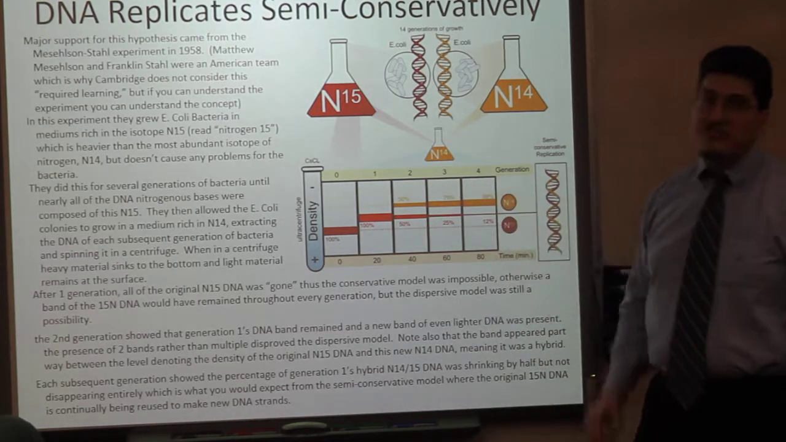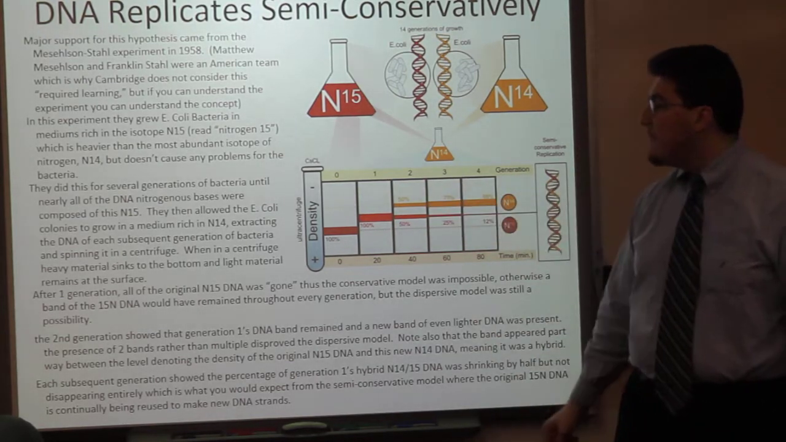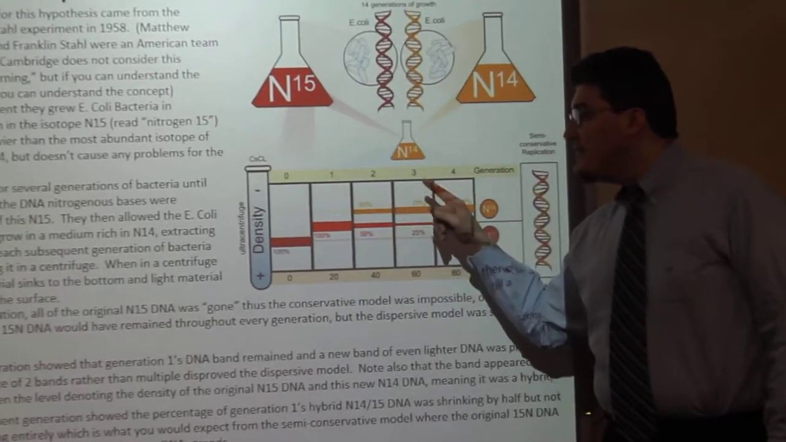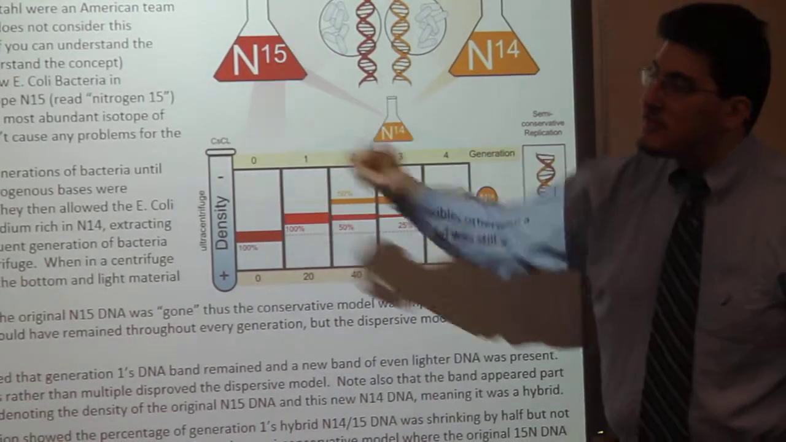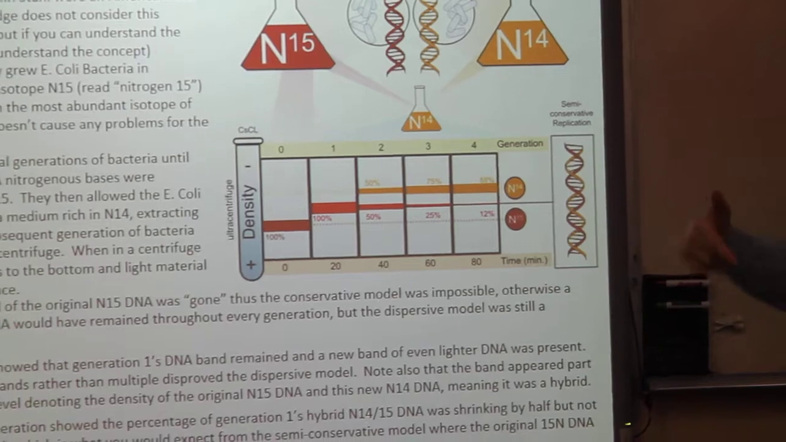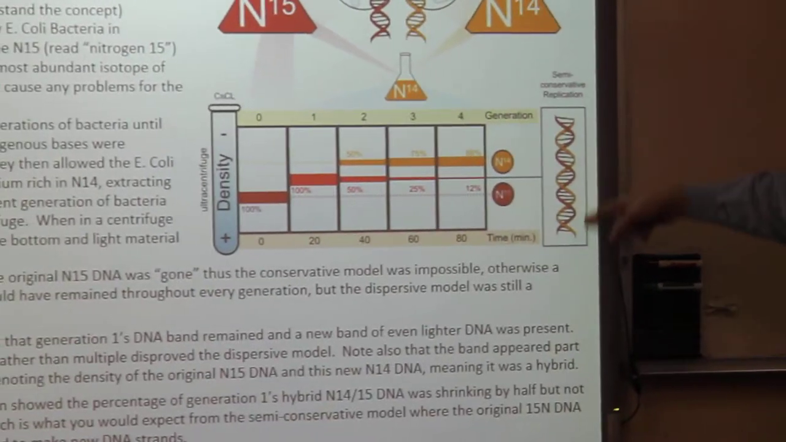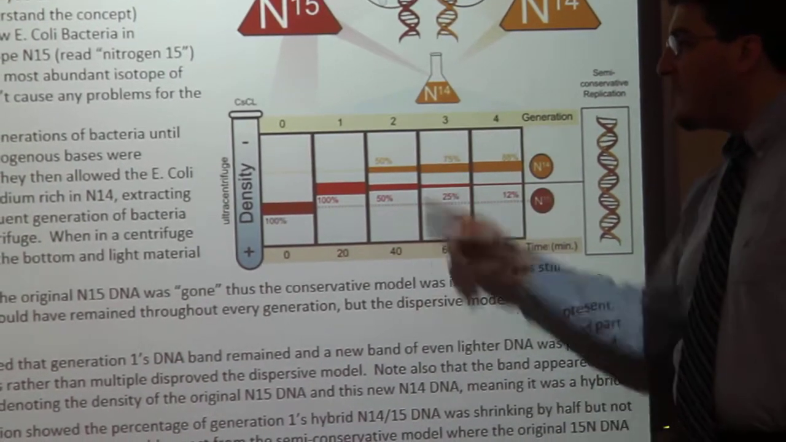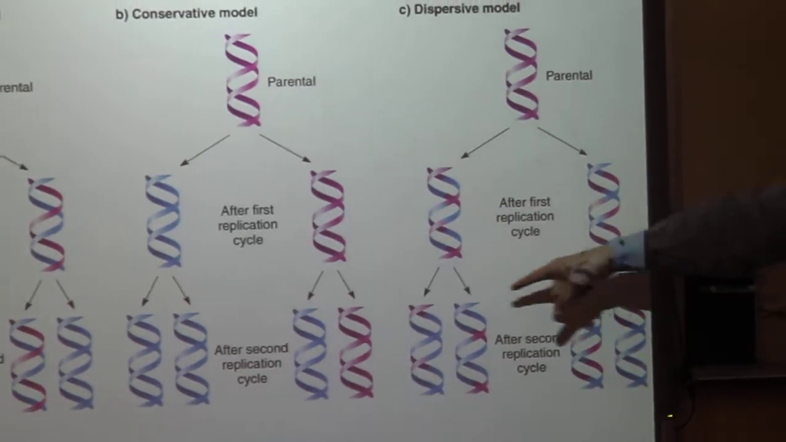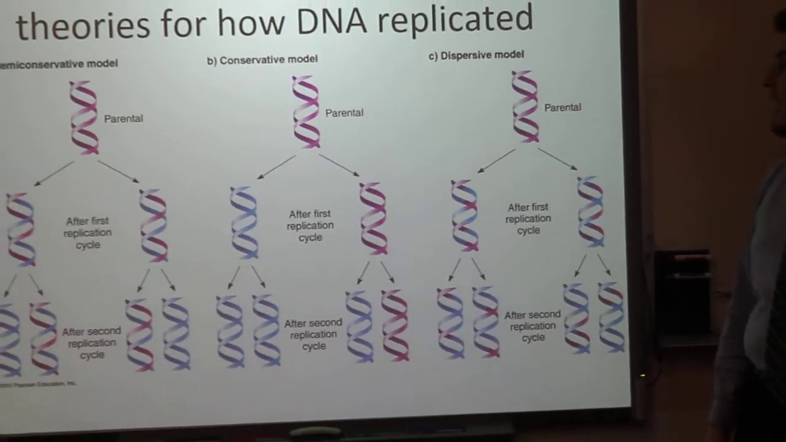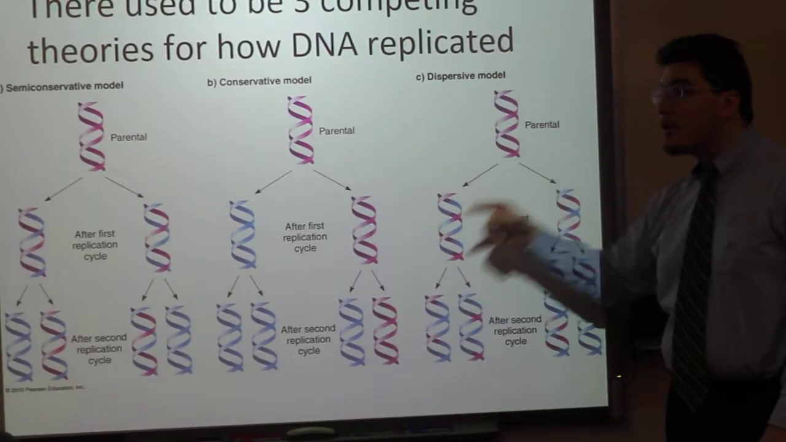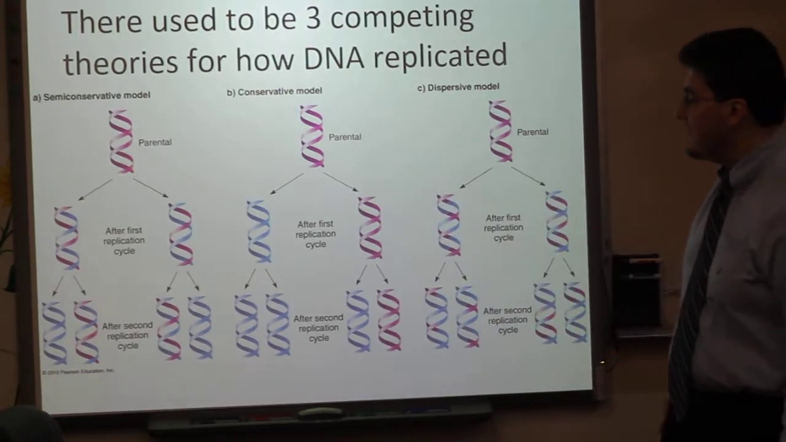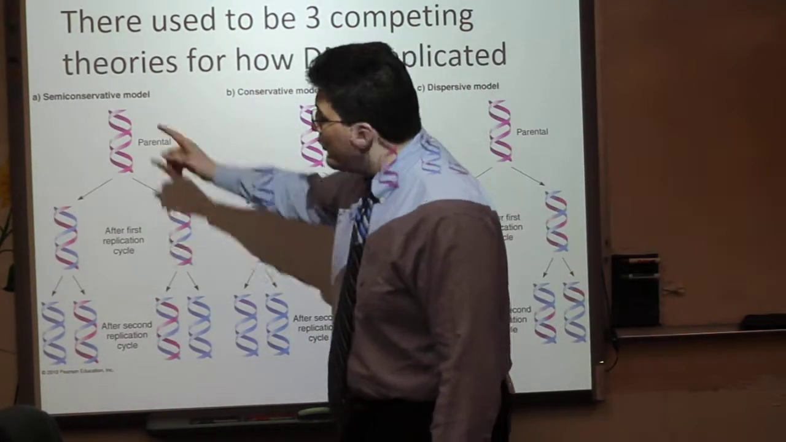However, the next generation had two bands. Half of the generation had the same type of DNA weight as the previous generation, which was this half and half, as we came to understand it, and the other had pure nitrogen-14, 50%. That does not compute with the dispersive model. With the dispersive model, we would have seen progressively lighter and lighter bands, all of the same weight, all of the same density. With the semi-conservative model, we do see that.